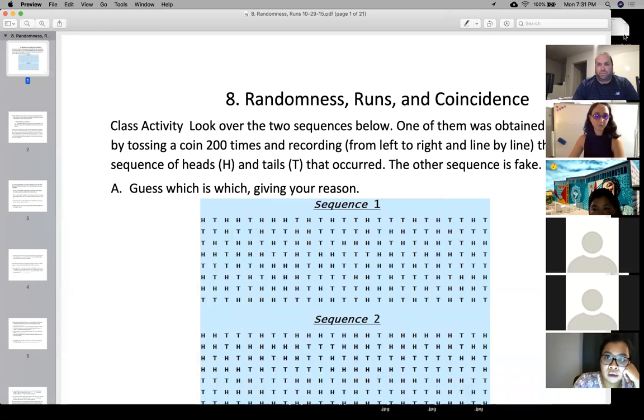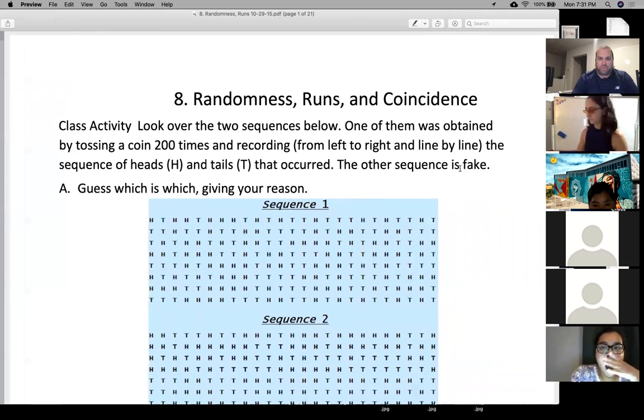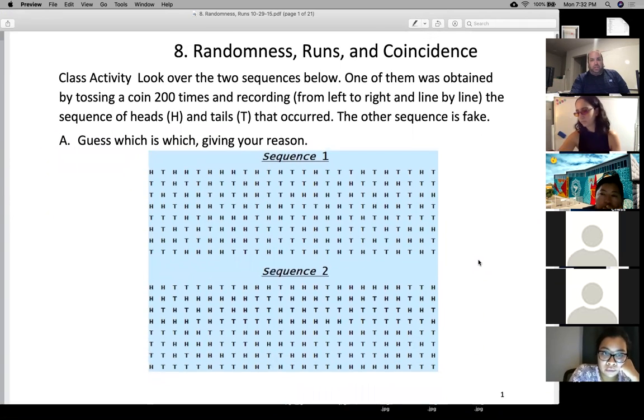It goes randomness, runs, and coincidence. Okay. Class activity. Let's take a look. Look over the two sequences below. One of them was obtained by tossing a coin 200 times and recording from left to right and line by line the sequence of heads and tails. And the other sequence is fake. So guess which is which, giving your reason. Take a few minutes and see if anything stands out as a reason why one of them might be fake.